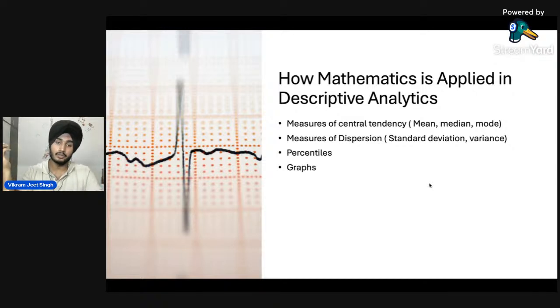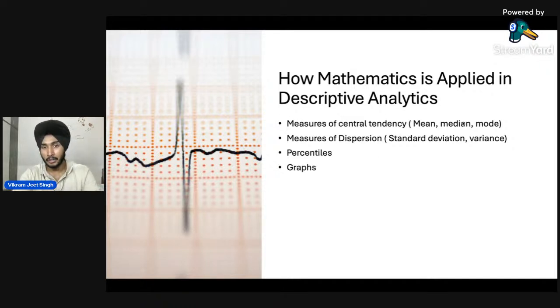Now modal values. I am working for a grocery store, for example. I am an analyst for Reliance Smart, sorry. Now I'm working as an analyst for Reliance Smart, and I have to see which SKU is being sold the most. So for that I will use mode, obviously. So this is how descriptive analytics is being used, under that, measures of central tendency.